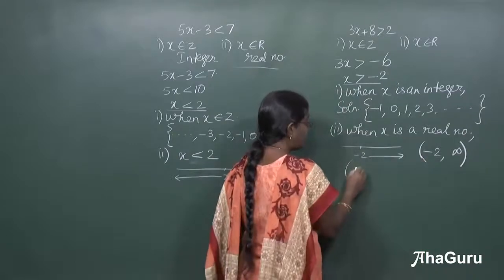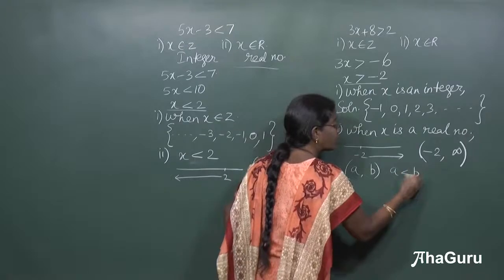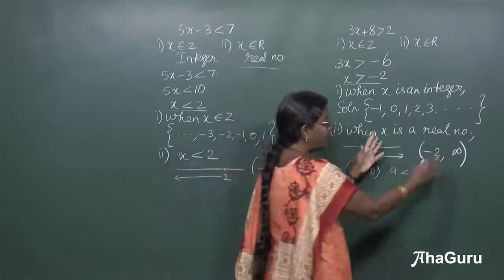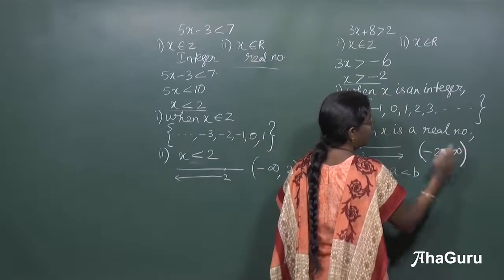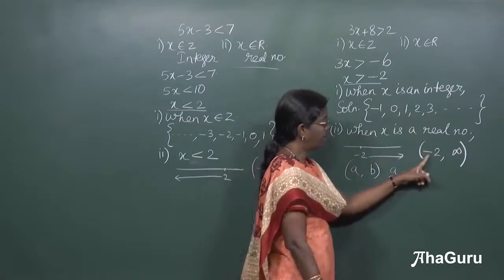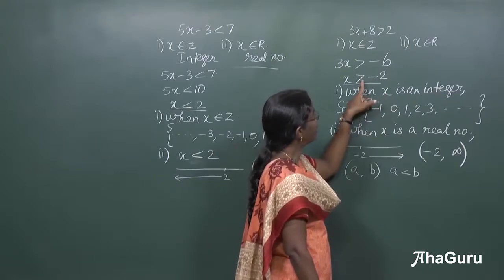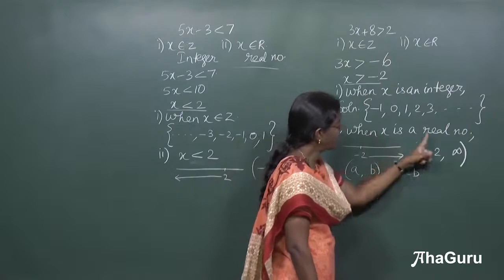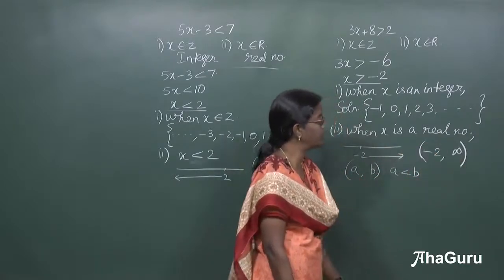In any interval, when I write it as a comma b, this a will be strictly less than b. That is how we write an interval. This open interval signifies that the endpoints are not included. Infinity, of course, is not a finite value, but at the other end, minus 2, it is a strict inequality, so it is not included. So, the solution when x is a real number will be an open interval minus 2 to infinity.